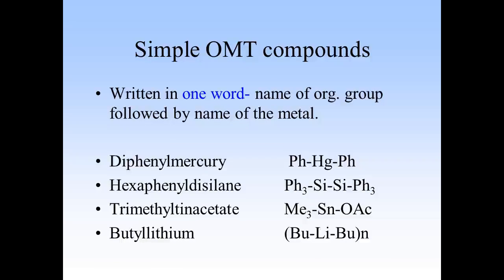So if the compound is Ph-Hg-Ph, as per our rule, the organic group name comes first, therefore diphenyl mercury is the name. The next compound is hexaphenyl disilane. Since there are 6 benzene rings attached to the silicon, we call this hexaphenyl disilane. Another name is trimethyl tin acetate. Another one is butyl lithium. So these are examples of how to name very simple organometallic compounds.